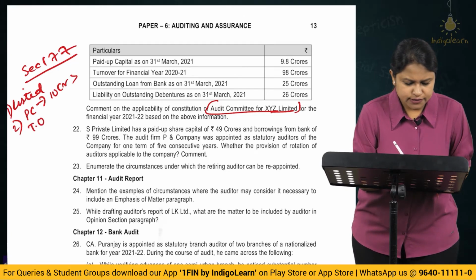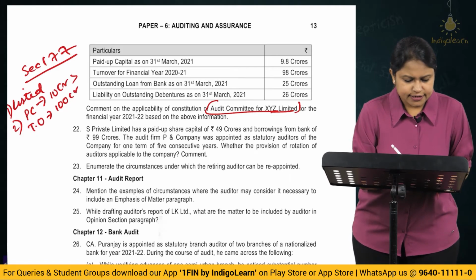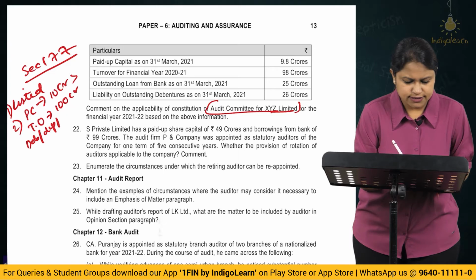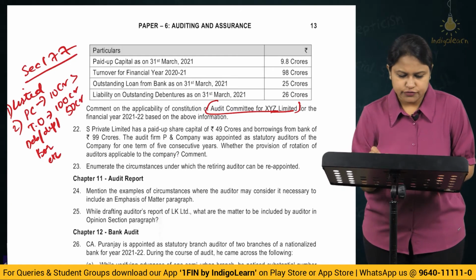Then you have turnover of 100 crore or more, and if that also is not fulfilled, then you check debentures, deposits, borrowings, etc. They should be 50 crore or more, correct? So now if you see, the aggregate of all this should cross 50 crore.